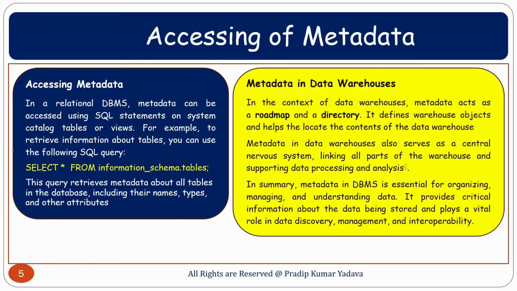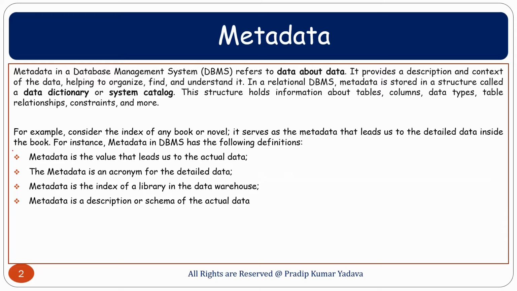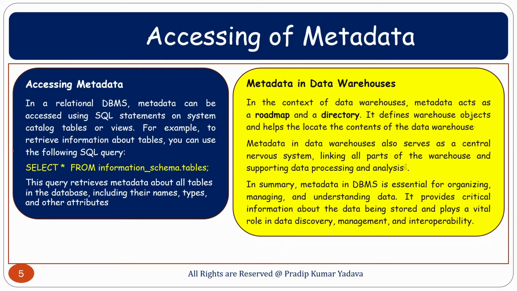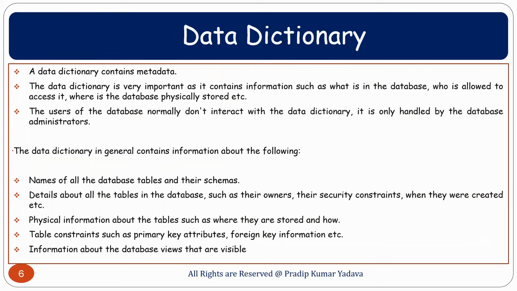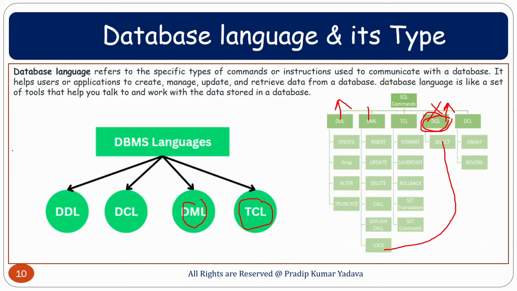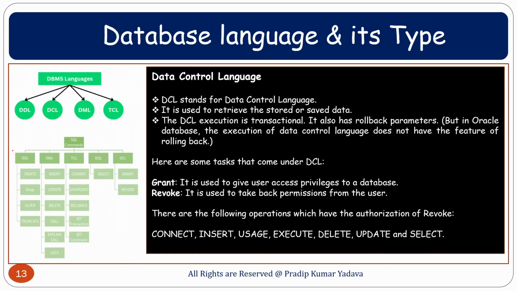So this is all about this video. We have already discussed metadata means data about the data, and by using this command we can access the metadata. Or data dictionary means this is a structured format which contains the metadata, and there are two types of data dictionary. One is active and second is passive. And database language or commands which are used to communicate with the database, and we have DDL, DCL, DML, and TCL. So this is all about.